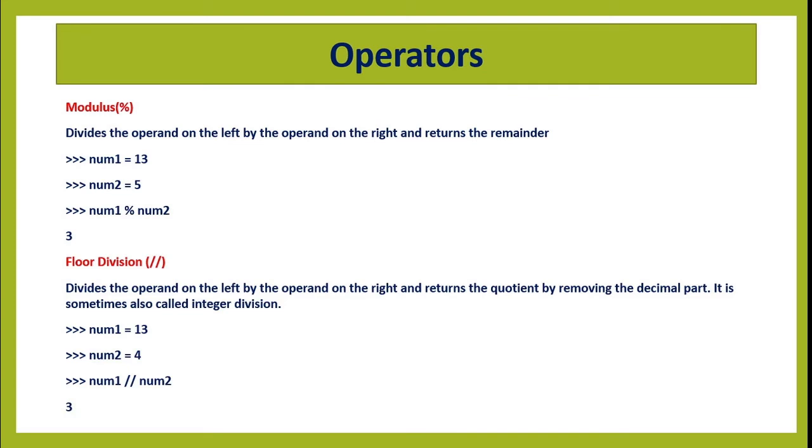The next one is modular division. So the modular division divides the operand on the left by the operand on the right. Then it returns the remainder. See the example. We are assigning 13 to the variable num1 and 5 to the variable num2. Then we are doing the modular division num1 modulus num2. So which means 13 modulus 5. So the quotient is 2. Then the remainder is 3. So the usage of modulus division is it returns the remainder only. So we are taking the remainder as the output. So that is 3.